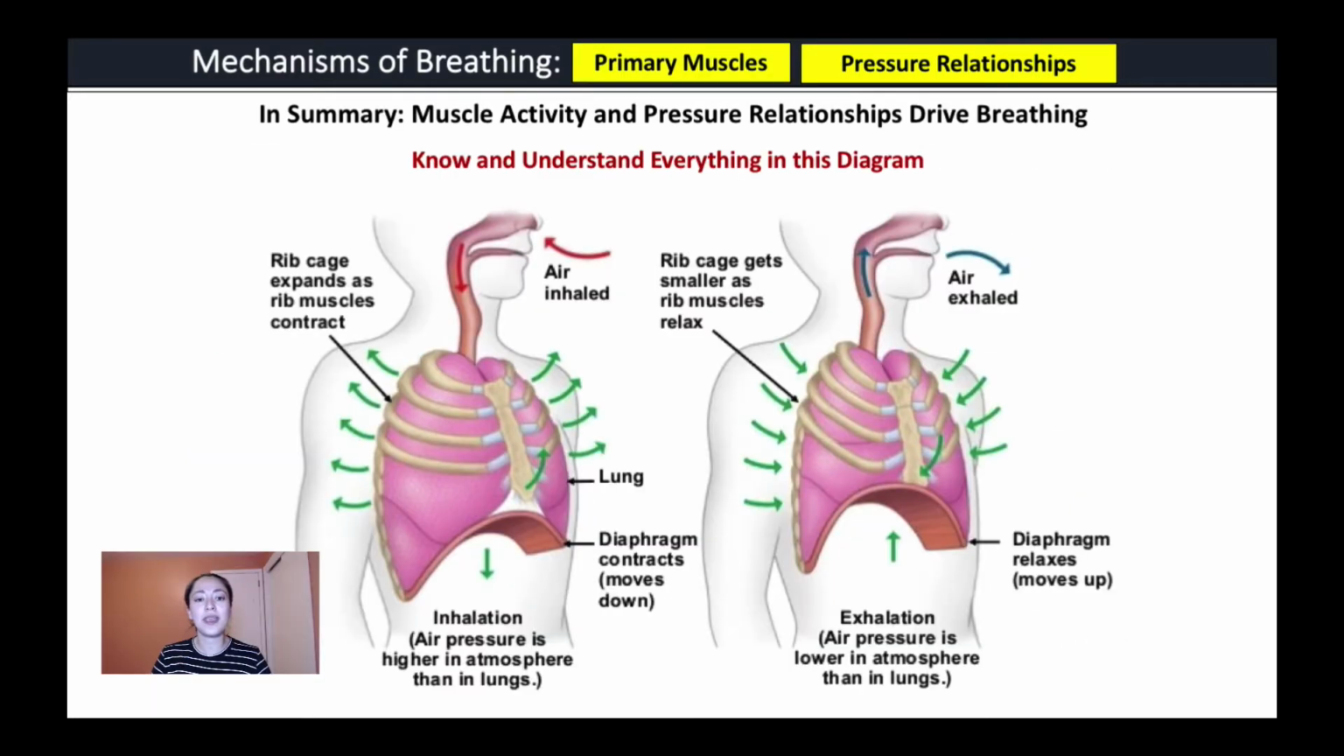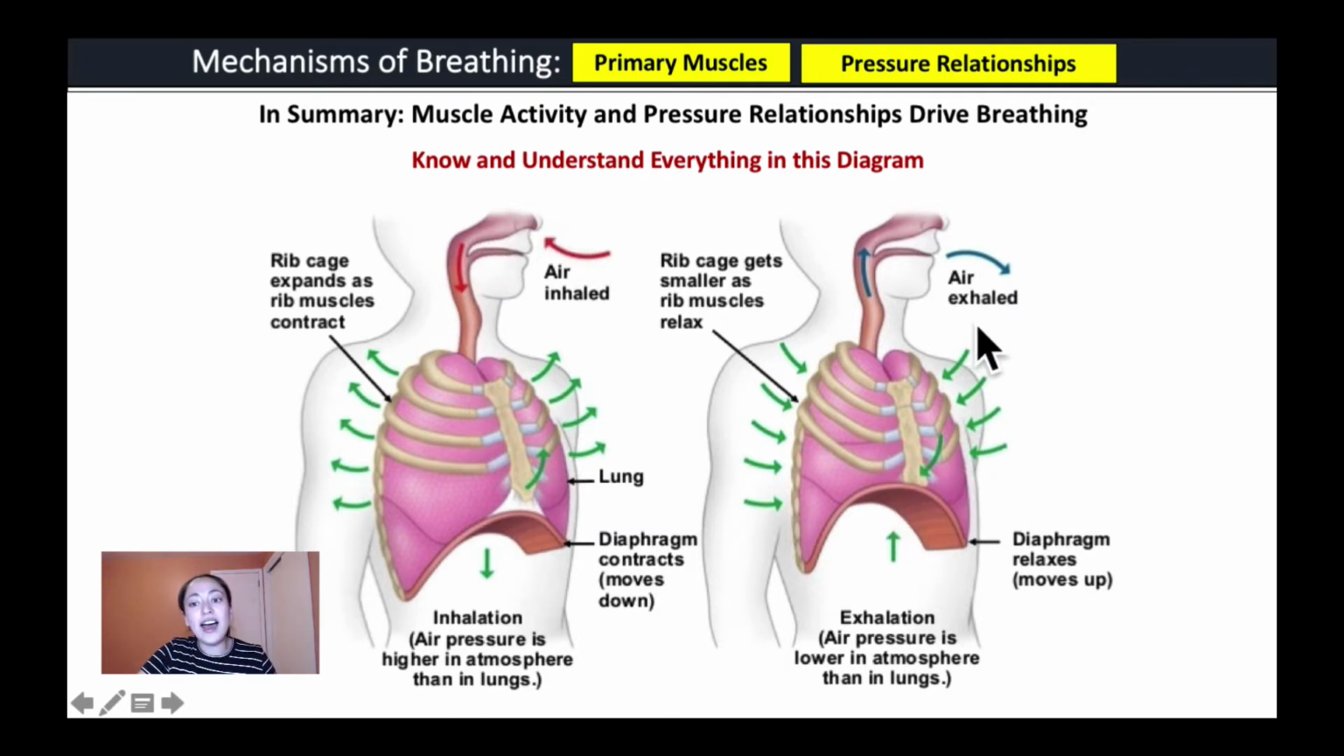This is a very important diagram that you want to know because it summarizes the muscle activity and pressure relationships that drive breathing. So why do we inhale? We inhale because our diaphragm contracts and moves down. In addition, our rib muscles contract, or in other words, our intercostal muscles contract, and our rib cage expands. Both of these working together causes the volume of our lungs to increase. That causes the pressure in our lungs to decrease. So now the air pressure is higher in the atmosphere than in our lungs. Air enters.